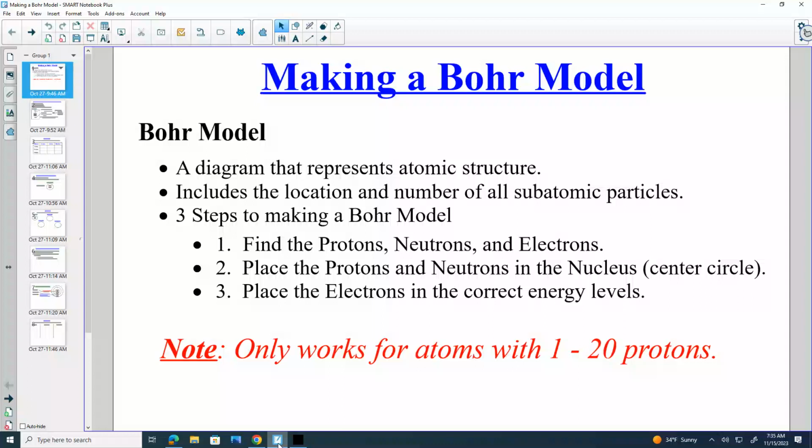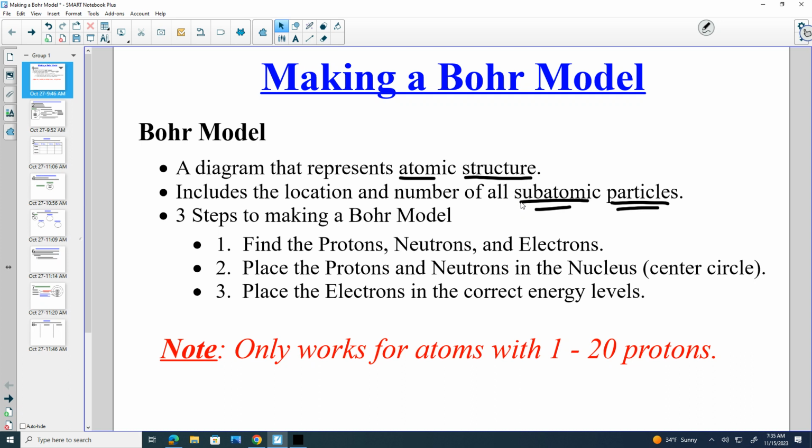Okay, Dr. Mossy here. We are going to go through a quick tutorial on making a Bohr model. Remember, a Bohr model is a diagram that represents atomic structure. So we're going to be determining and placing all of the subatomic particles, which means we're going to be looking for and figuring out protons, neutrons, and electrons, and then placing them in the appropriate place on a diagram.